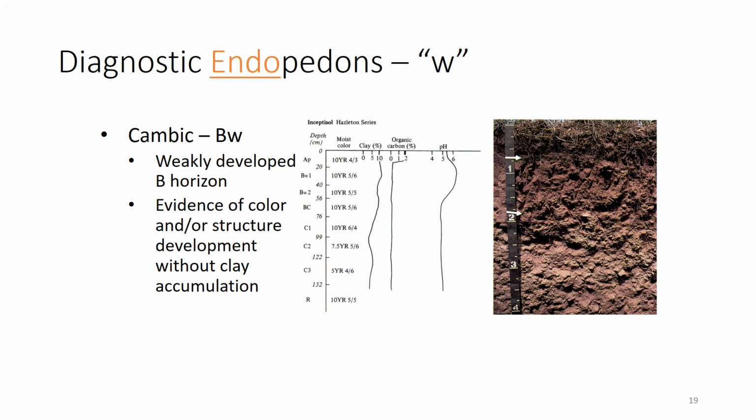Diagnostic endopedons are continued here. We're going to be looking at weakly developed horizons, and generally this goes with the B horizon and describes a cambic endopedon, where we have evidence of color and/or structure development, but we don't have clay accumulation. Bw, weakly developed, a little bit of color change, but no actual movement of materials into the horizon yet. Weak development.